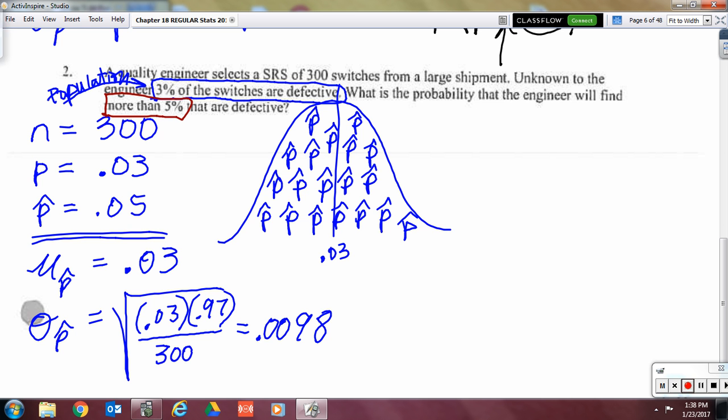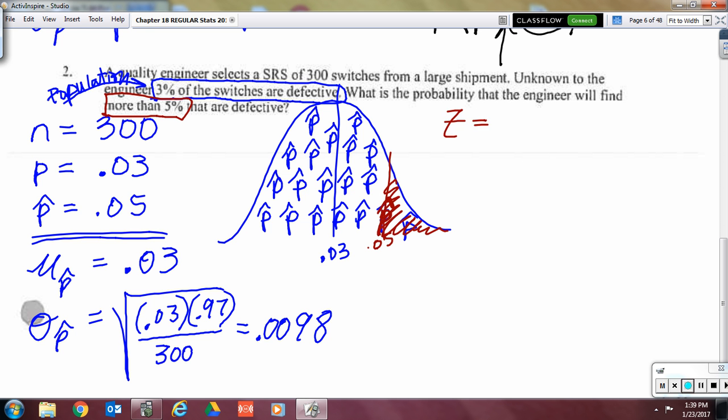Well, I don't know how far this is up, but here's a p hat. This p hat is 0.05, and it wants to know the probability of finding a sample here or more. Okay? All right, do you see that? So it wants to know what proportion of samples are 5% or more. All right, so what comes next?